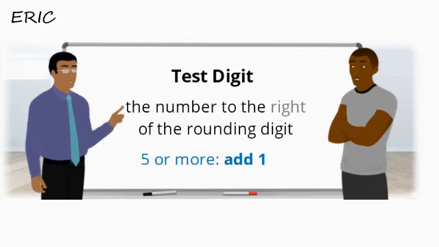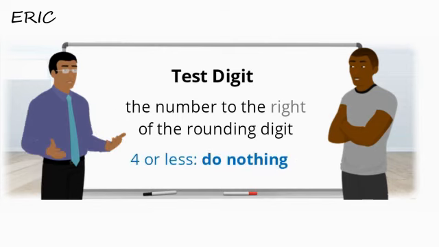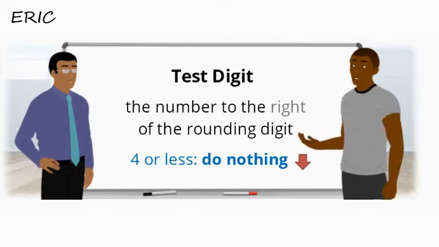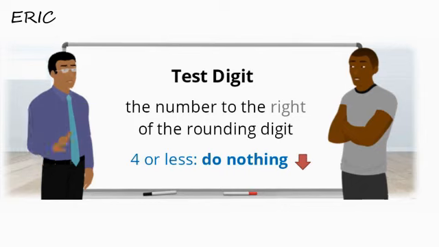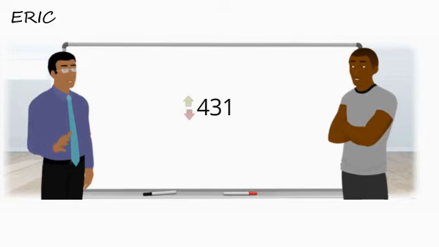If the test digit is 5 or more, then you add 1 to the rounding digit. That's rounding up. But if the test digit is 4 or less, you don't need to do anything to the rounding digit. That's rounding down. What about the other digits? I know I'm supposed to see some zeros after you round. After you round the rounding digit up or down, you'll make all the digits to the right 0.